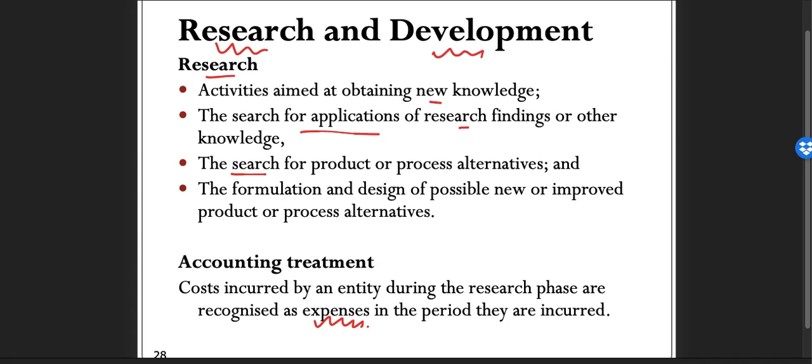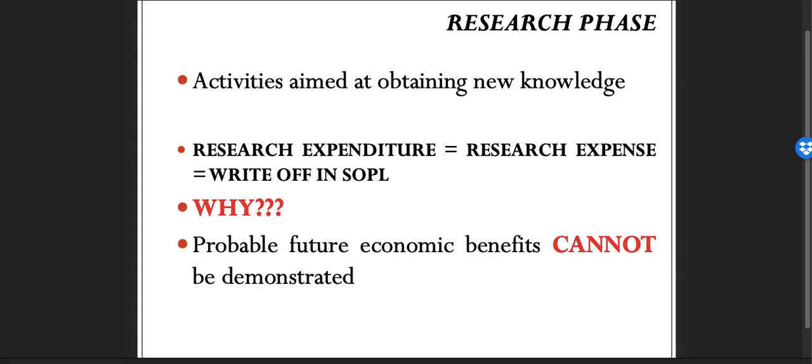Okay, so R&D will take several years. So at the beginning of the process, definitely the company will start with the research activities. So probably it takes 3 years to do the research activities to gather information. Therefore, for each year in that 3 years, you need to expense off the research cost, okay, into SOPL. Okay, research expenditure or research cost should be treated as an expense and written off in the SOPL.